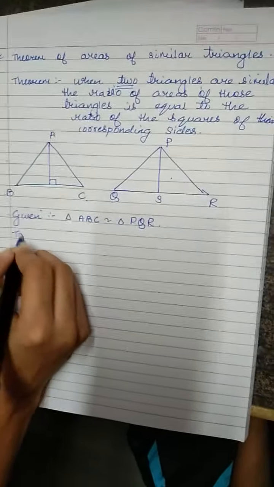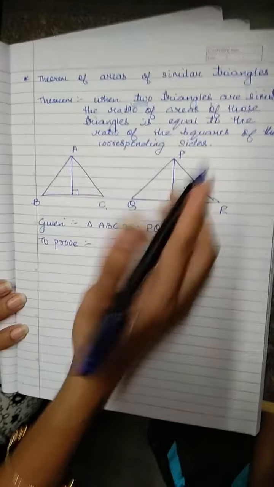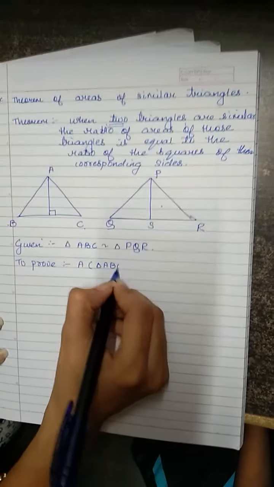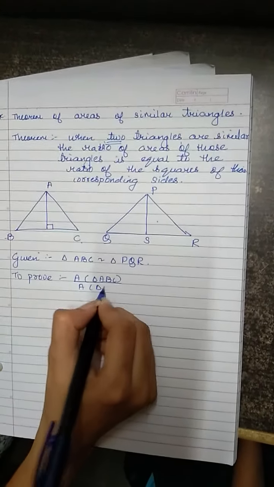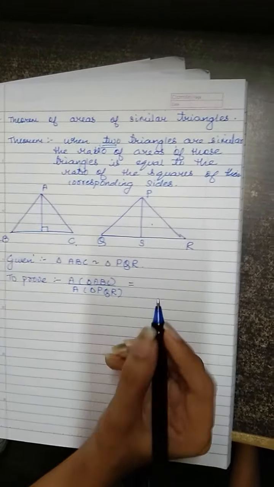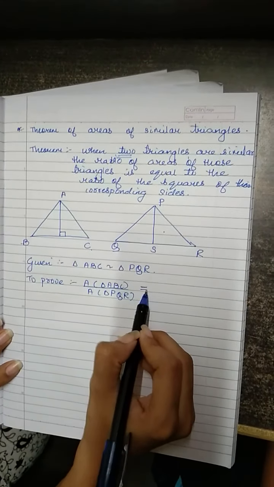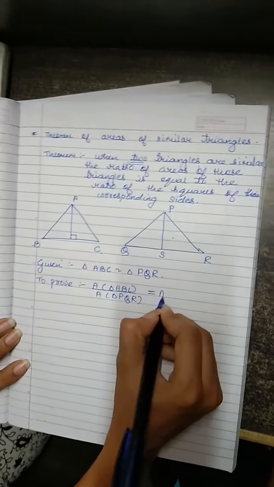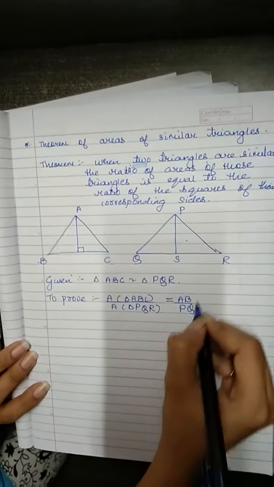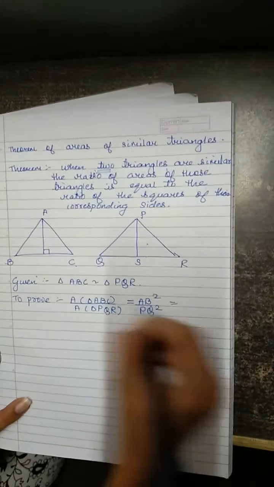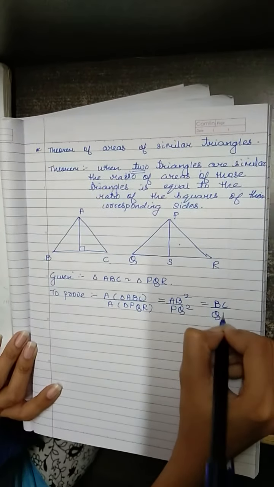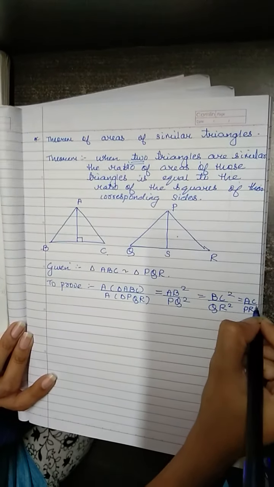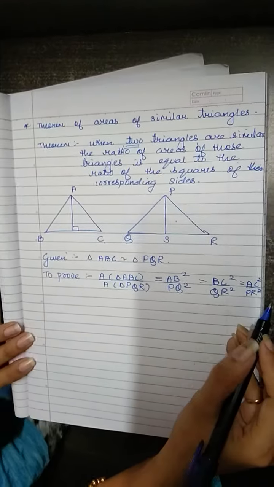That means to prove part, the ratios of areas of two triangles. Two triangles are triangle ABC upon area of triangle PQR is equal to the ratios of squares of their corresponding sides. Corresponding sides 1, 2, that is AB upon PQ, square. Next is BC upon QR, square. And third one is AC upon PR, square. This part you will have to prove.